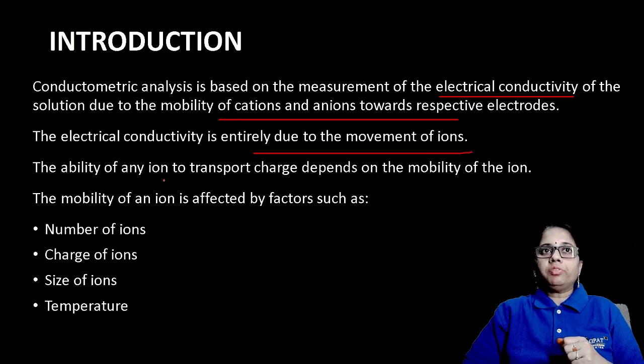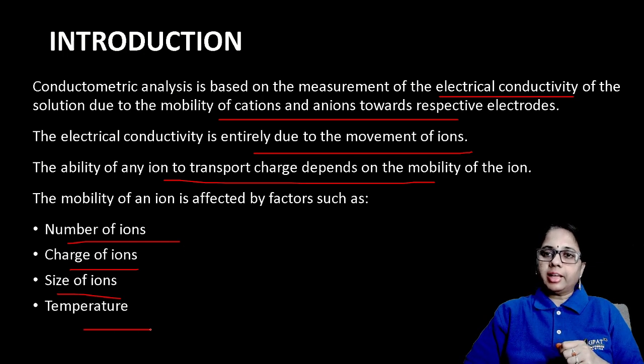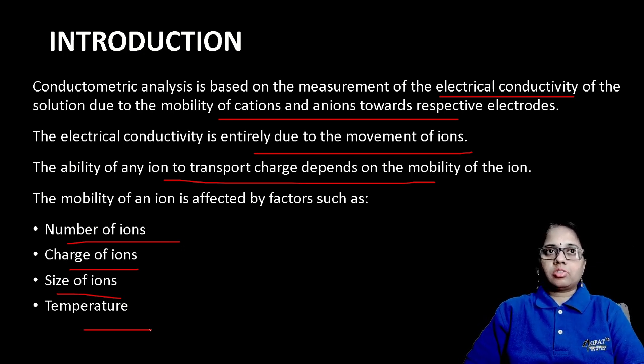The electrical conductivity is entirely due to the movement of ions, their mobility. The ability of any ion to transport charge depends on the mobility of the ion. The mobility of an ion is affected by factors such as the number of ions, charge of ions, size of ions, and temperature of the experiment. These are the factors which affect conductometric analysis.